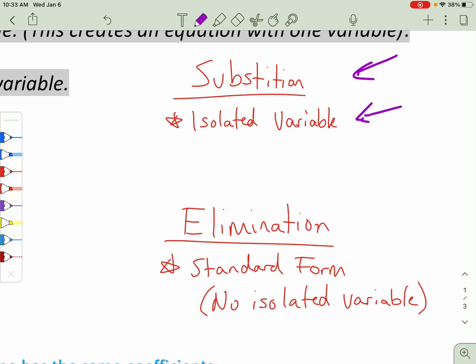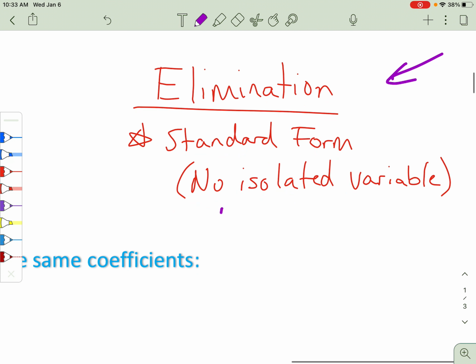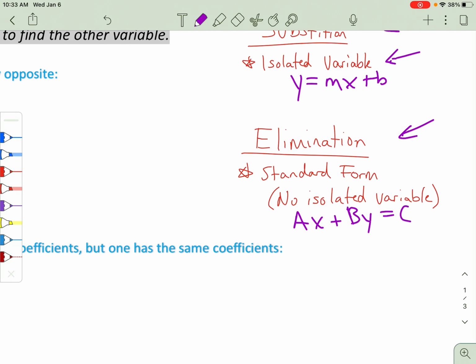Now, you could use it for any system of equations, but it might be a little bit more difficult for those others. Now, the method that we're going to use today is called the elimination method, okay? And that is best used when you have standard form, where there's no isolated variable. So what I mean by that is an isolated variable says y equals mx plus b, right? Where y or x is on a side by itself. Elimination is where it looks like this. Standard form, okay? It's easier to use elimination for those.